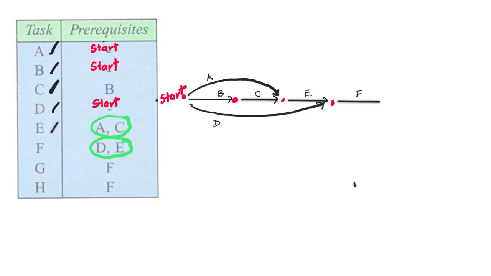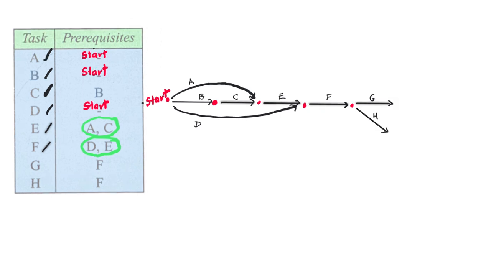Once I've done F, I need to do G, and G is straight off F, and so also is H. And so now we have two activities in the middle of nowhere. We can't just leave them in the middle of nowhere. We must join them together. So this was our H, and we finished off here. And this is going to be our finish or our end.